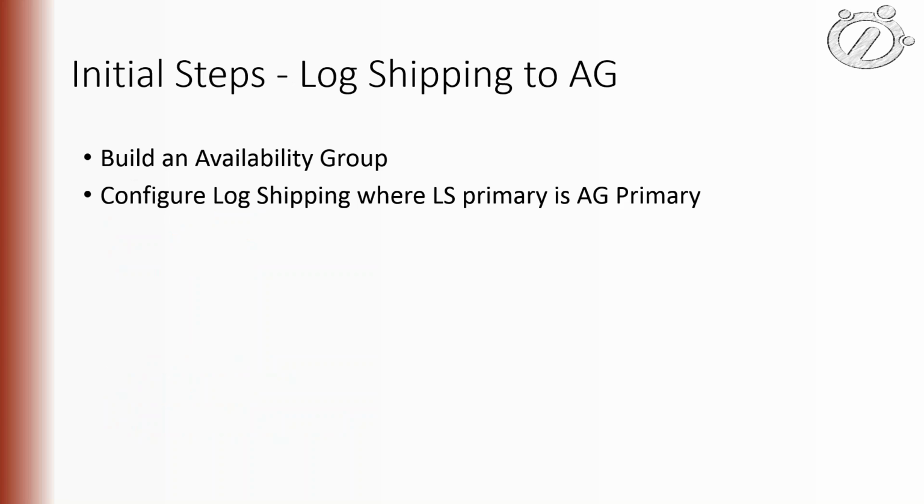So initial steps here. These are some things that you would want to set up before you go live. The first thing is you'd want to make sure that you have an availability group, because this will help with testing, so you can make sure your endpoints are valid and you're not going to have connectivity issues. And from there, we can set up log shipping, where we would want our primary for log shipping to be that same primary in the availability group.